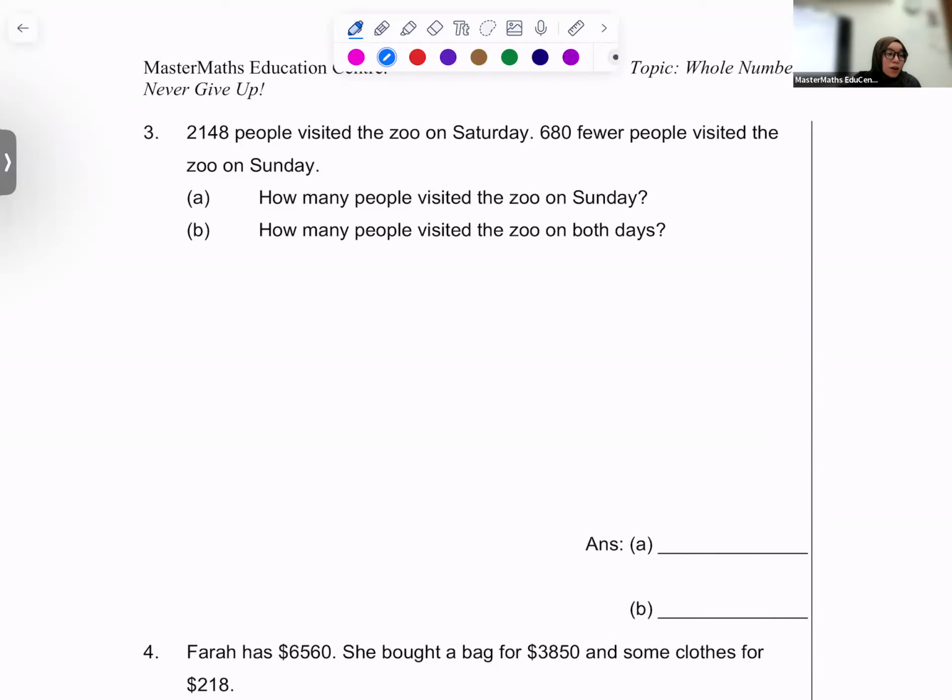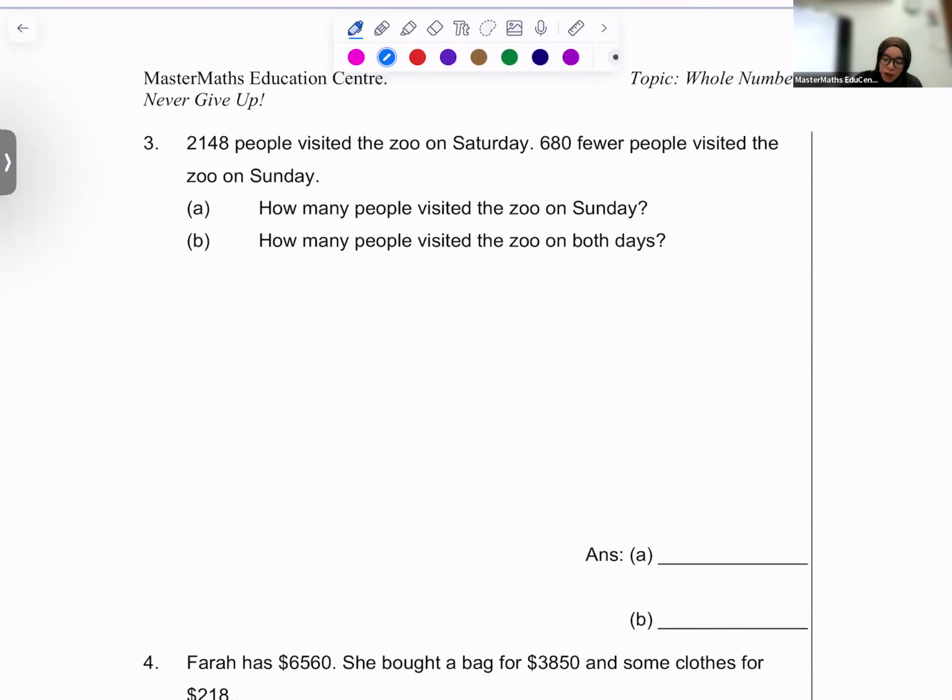All right, question 3. Can I get somebody to read it, please? Siren, can you read question 3, just this part? 2,148 people visited the zoo on Saturday. 680 fewer people visited the zoo on Sunday. Okay, very good. Part A. Iman, can you help us read part A first?